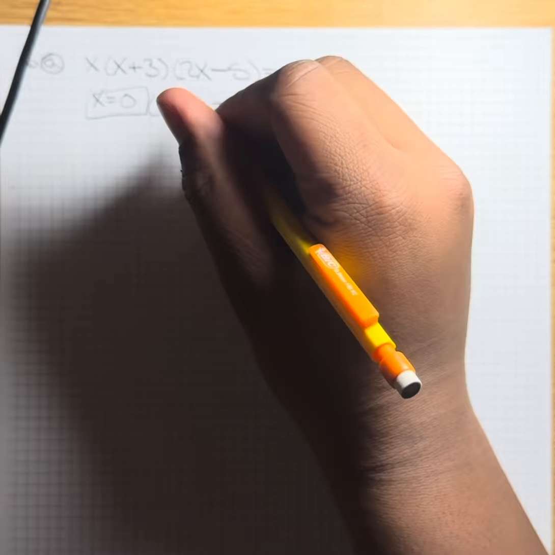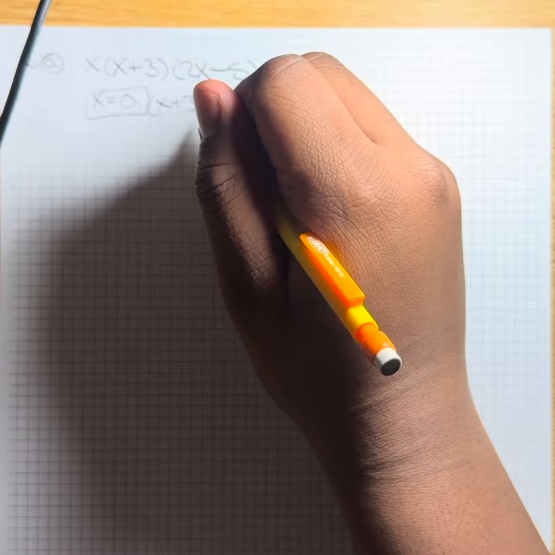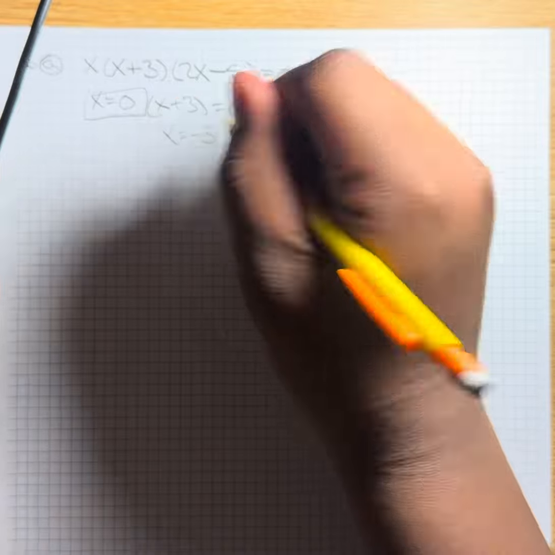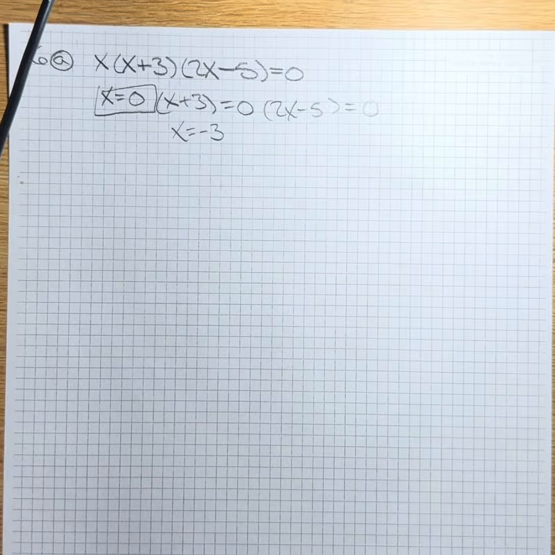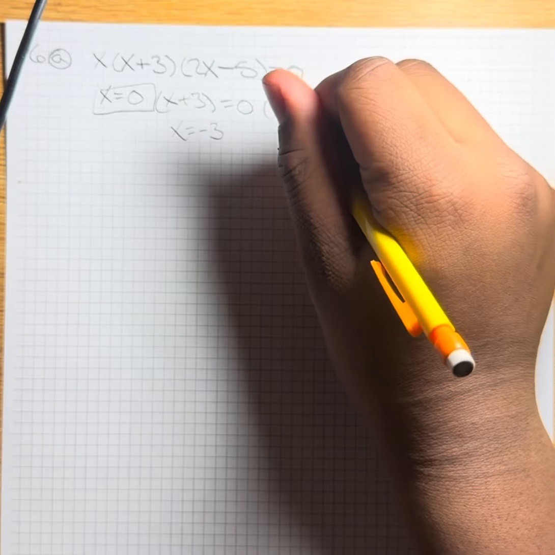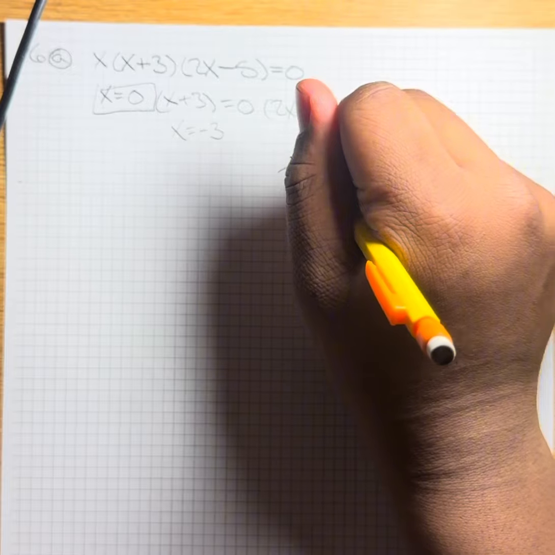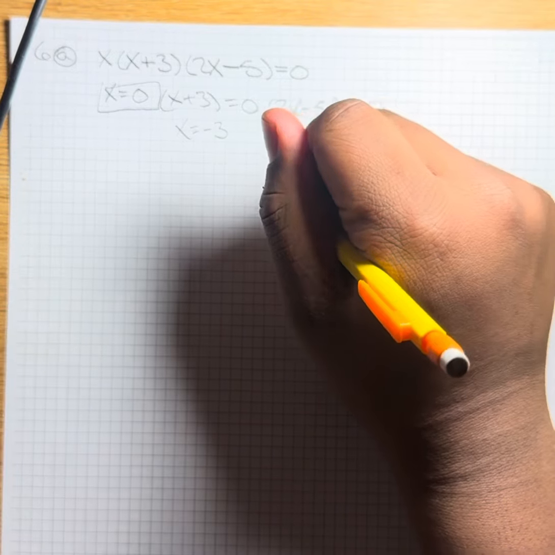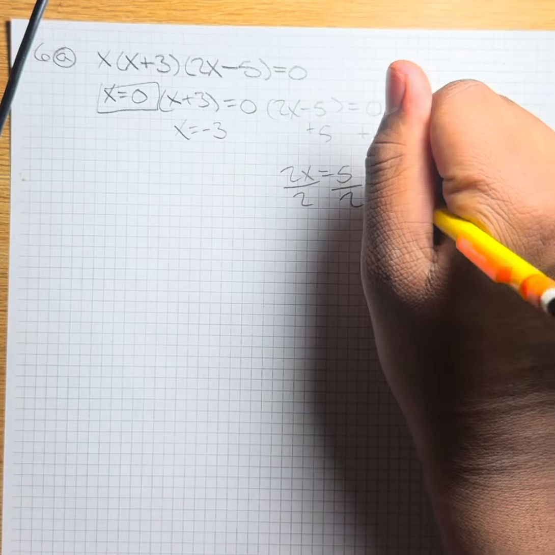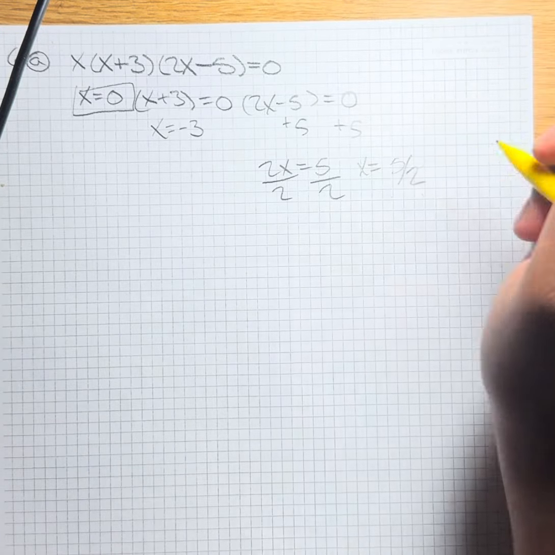Now, so what we have to add to 3 to get 0 would be x will equal -3. For this one, it's going to be a little harder. We're going to have to add 5 to both sides, making this 2x equals 5. Then divide by 2 to isolate the x. That will give us x equals 5 over 2. And that will be our answer.